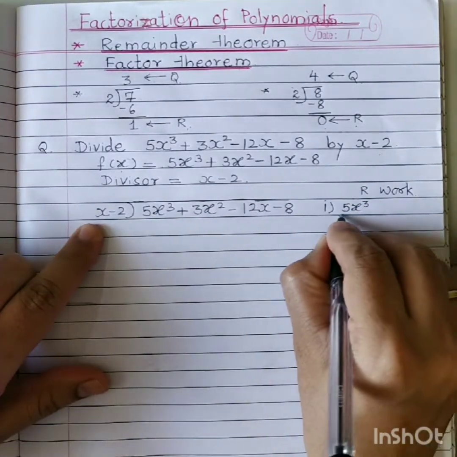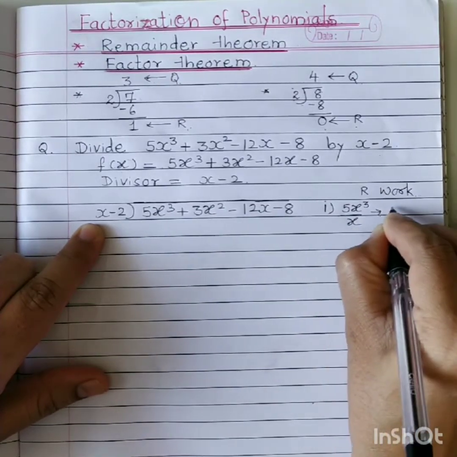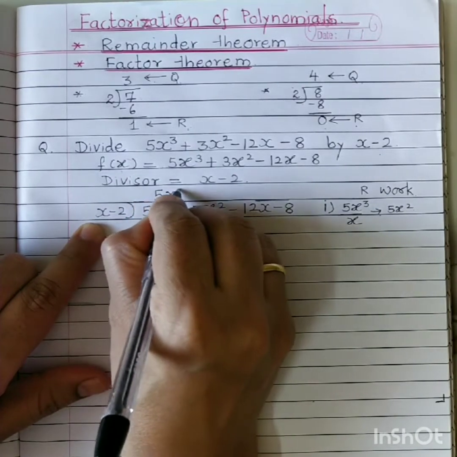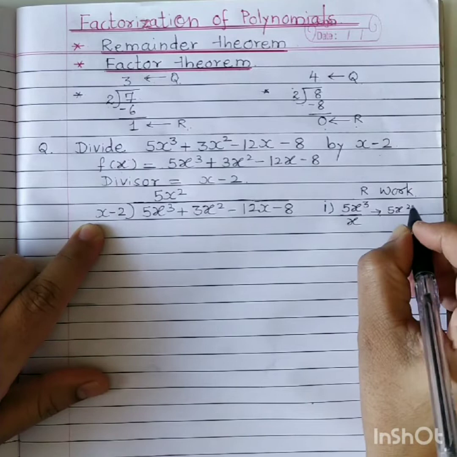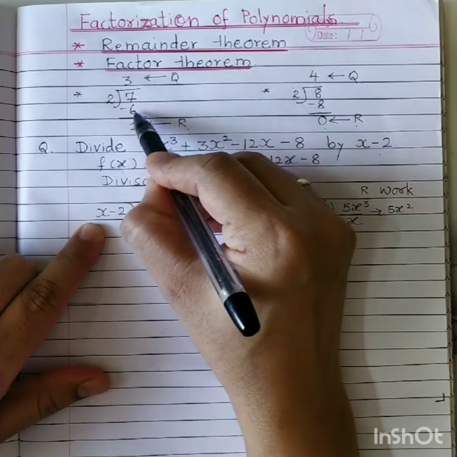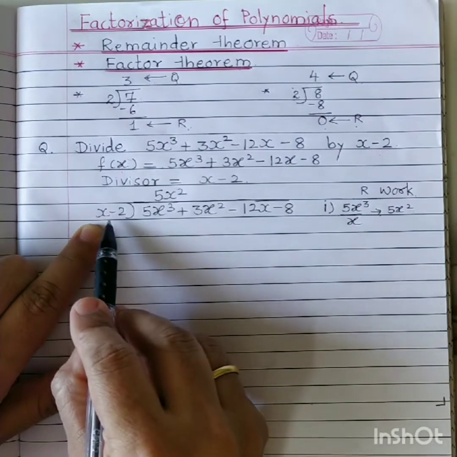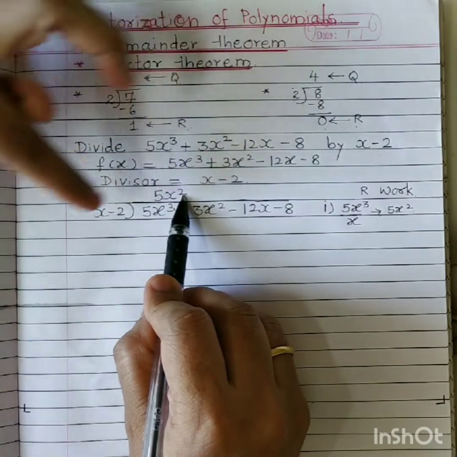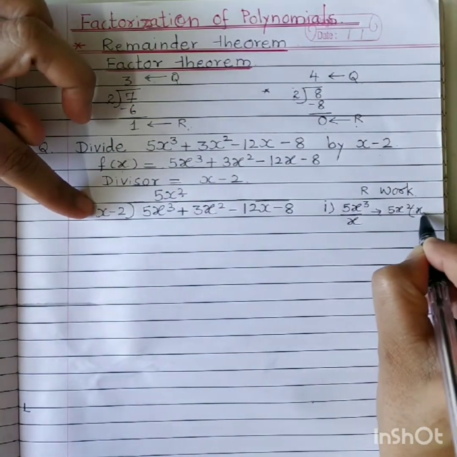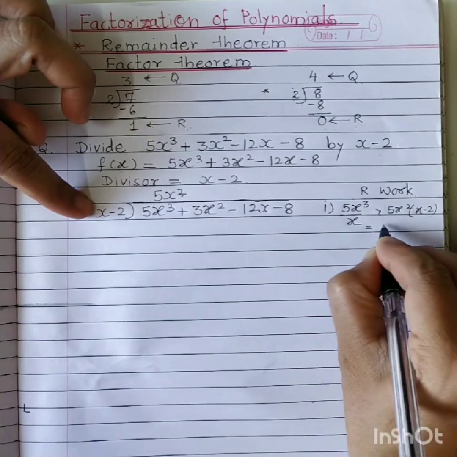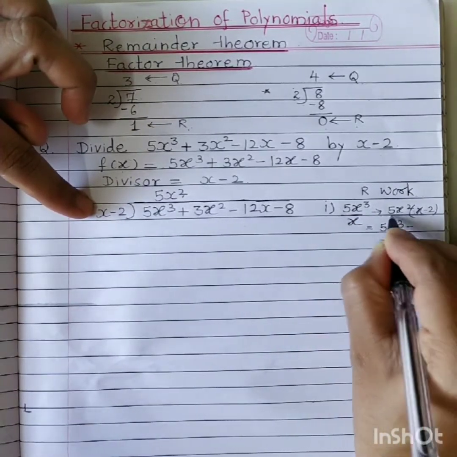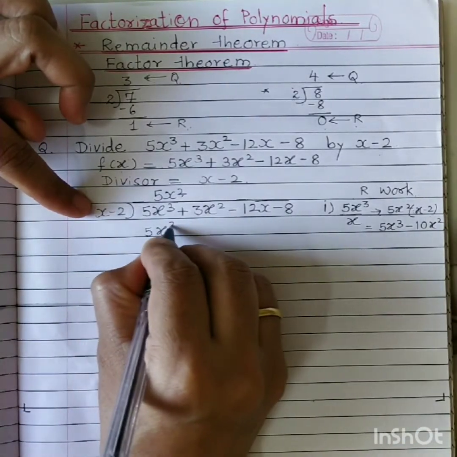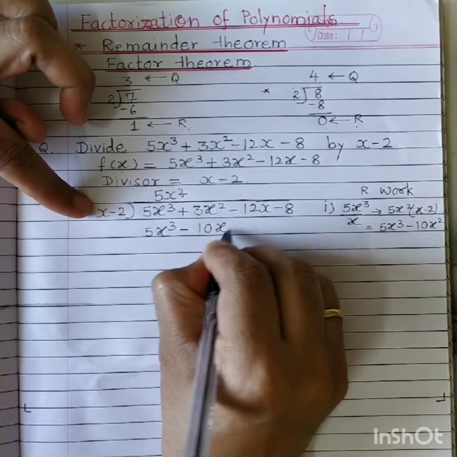5x cubed divided by x. What is the answer? 5x squared. So the first term of our quotient will be 5x squared. Then, just like 2 threes are 6, if I have written 5x squared as a quotient here, what should I subtract? 5x squared multiplied by x minus 2 I have to subtract. So what expression do I get? 5x cubed minus 10x squared. So I write it here, 5x cubed minus 10x squared.